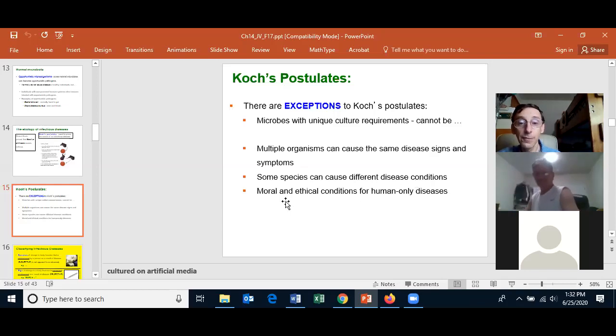And then what do you do if there's moral and ethical reasons for a human-only disease? Can you use Koch's postulates? No, you can't. Like HIV, we've never injected it into people to see if it causes AIDS, because AIDS would be such a horrible disease, you don't ever inject that into humans. Okay? So for moral and ethical reasons, we can't use Koch's postulates to show that HIV causes AIDS.